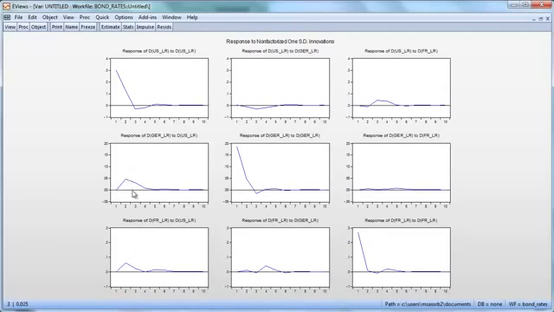If at all, we can see somewhat positive responses to US shocks again. So these ones look very much like the Cholesky decomposition, the second one we had, but there are other changes here. So this is all I had to cover in this clip.